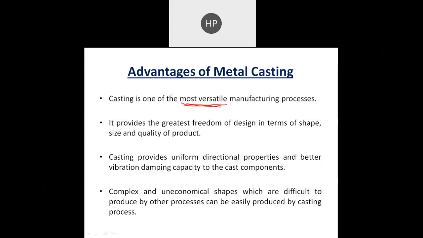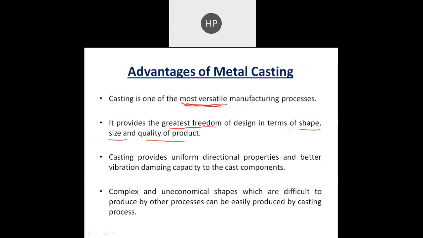Then it provides the greatest freedom of design in terms of shape, size, and quality of product. As already told, if we have a simple shape, we can easily make the casting. If we have a difficult shape, in that case also casting is the most suitable process.